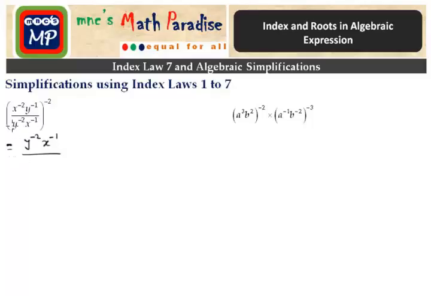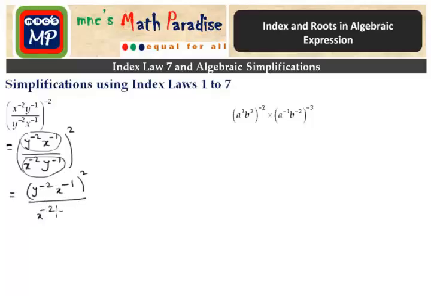So we will get y to the power minus 2 x to the power minus 1 division x to the power minus 2 y to the power minus 1. We are taking this denominator up and this numerator to the bottom, then this power becomes plus 2. Now if we distribute this power 2 on both of them, we will get y to the power minus 2 x to the power minus 1 whole square, over x to the power minus 2 y to the power minus 1 whole square.